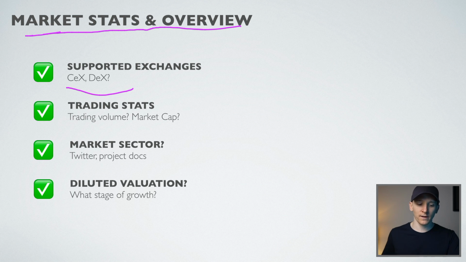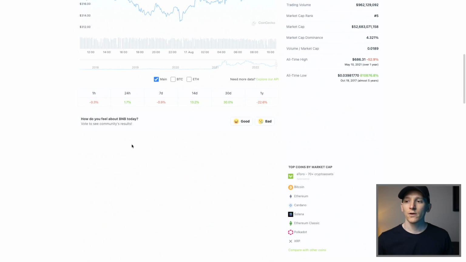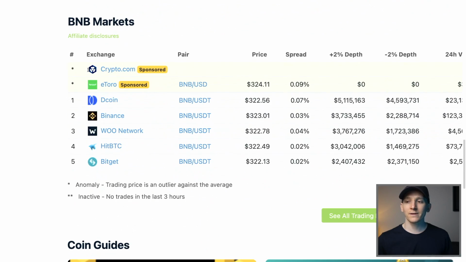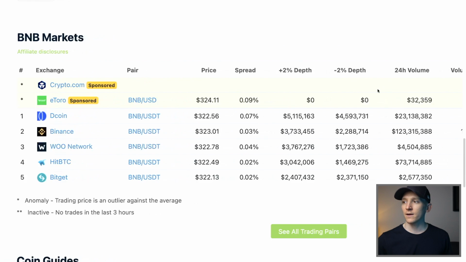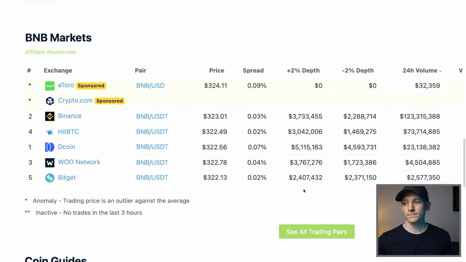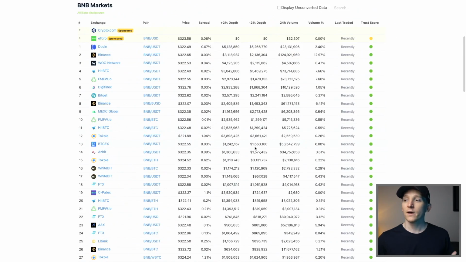Who supports it? Is it supported on a centralized exchange or a decentralized exchange? You can come down right to the bottom and look at BNB markets. These are the exchanges that support BNB coin, and you can see Binance right here. You can actually look at the 24-hour volume to see who the biggest exchanges are, and then you can see all trading pairs.